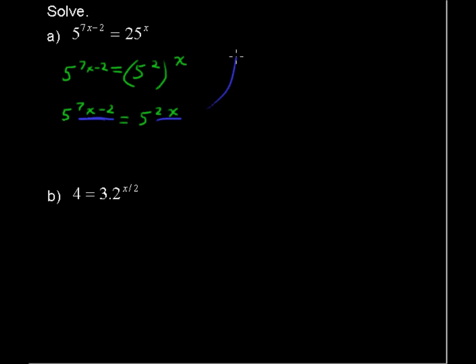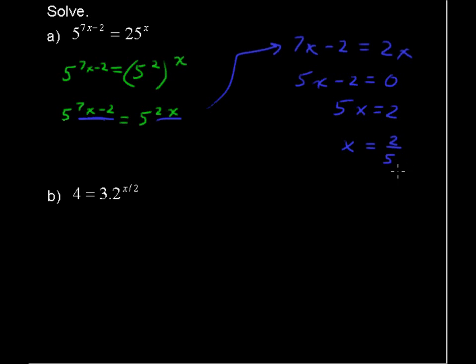So I'll write that down. I'm going to write it up here. 7x minus 2 equals 2x. Let's subtract 2x from each side, and you get 5x minus 2 equals 0. Add 2 to each side, and you get 5x equals 2. Divide by 5, and you get x equals 2/5. So we solved that equation. That is, if you plugged in 2/5 for x, it would make this equation true.